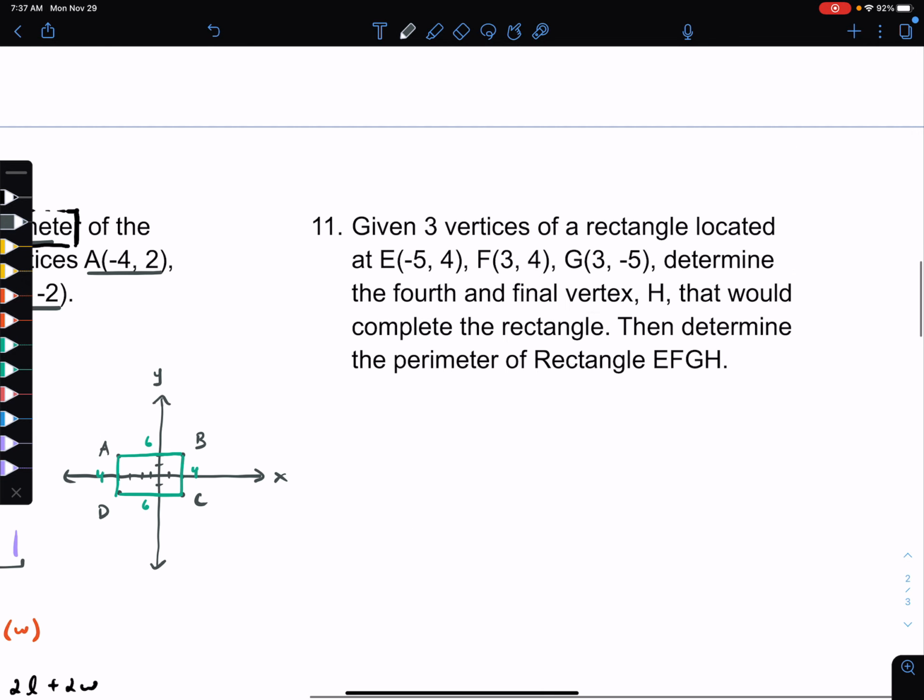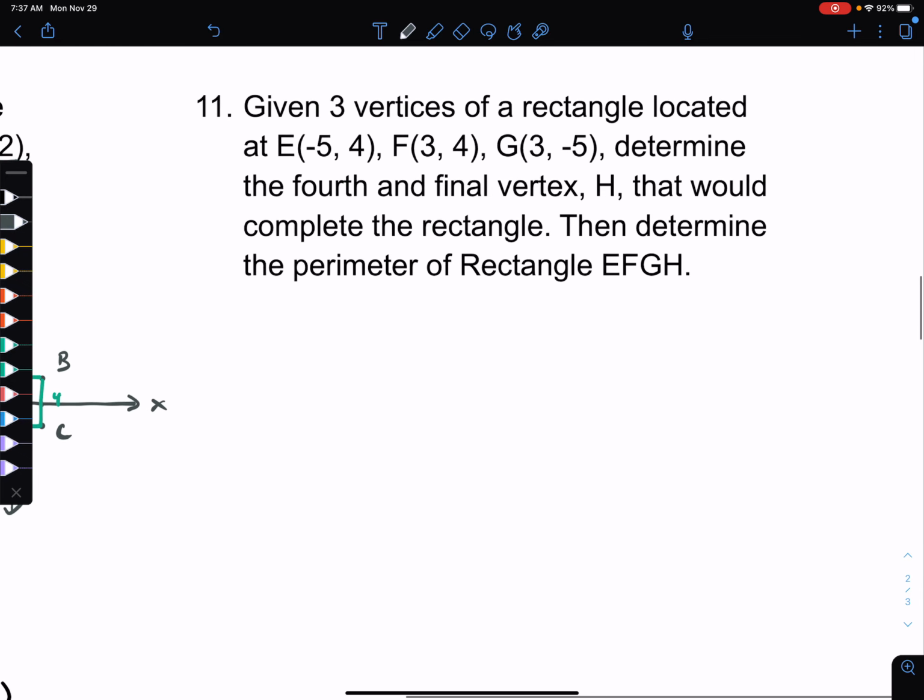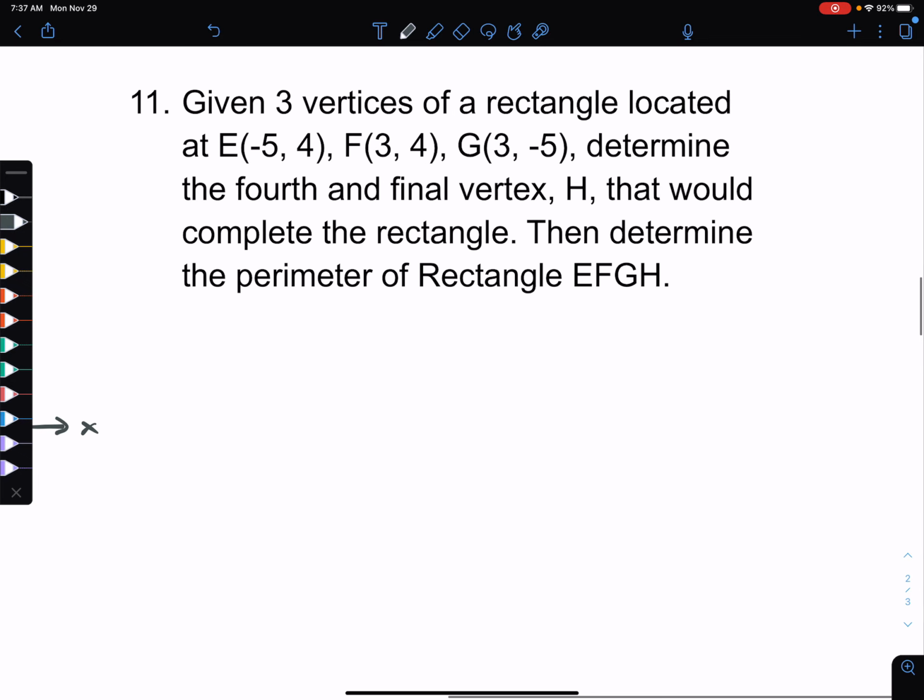Where's 11? There it is. Let's take a look at 11 here. Given 3 vertices, so we have 3 corners located at these 3 places, determine the 4th and final vertex. So they gave us 3 points and we need the 4th one, which is going to be H. That would complete a rectangle. Then determine the perimeter of rectangle EFGH. Those are just the 4 corners.